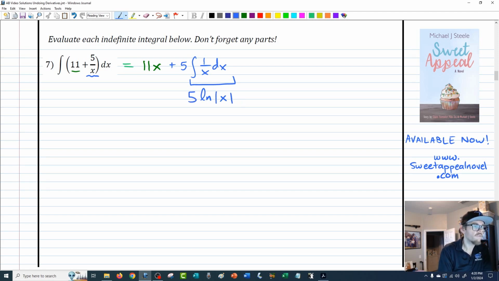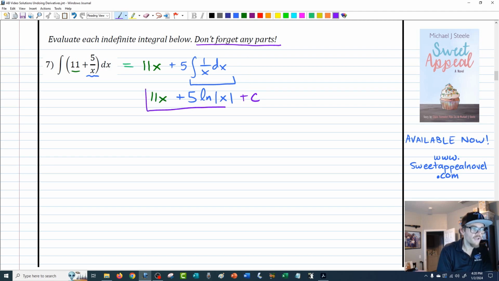We'll also have the 5 out in front. So we're adding 5 ln of |x| to that. We'll have 11x in addition, because we were adding that in the beginning. And then in your mind, you're like, yeah, it's done. But nah, it's not done. There's a problem here. Well, we forgot the plus c.